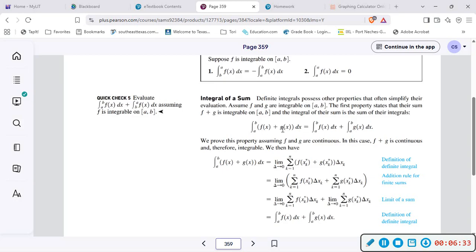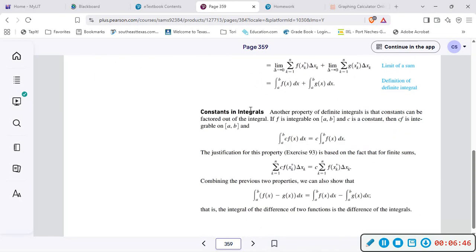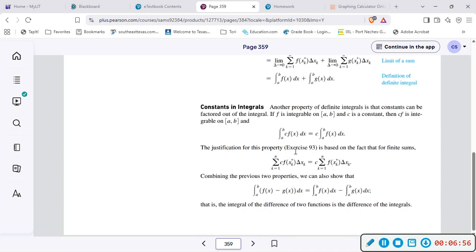We have the integral of a sum. You can split it up. The integral of a sum is the sum of those two integrals separated. And then here's proving that property. And then we have constants in the integral. So you have some multiple c times the integral. You can pull that constant out, do the integral, and just multiply by c. And then here are again some of the steps showing that.